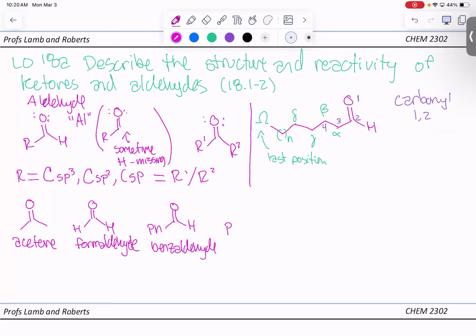We have acetophenone. So it's kind of like acetone, but instead of one of the methyl groups, we have a phenyl group. So that's where you get our phen from. And then we have benzophenone.